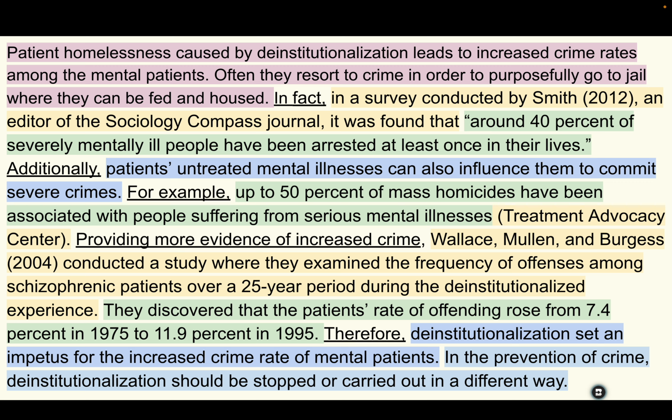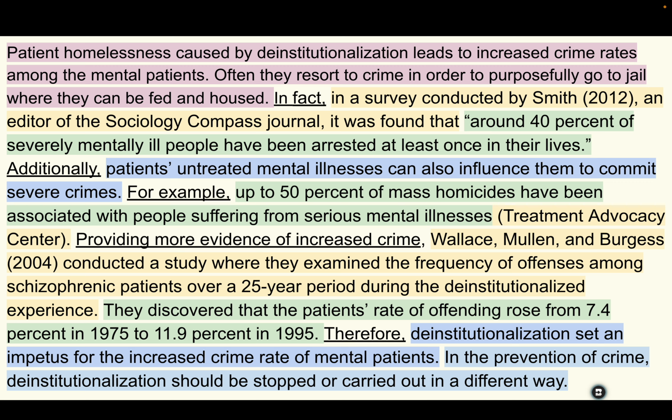So here's an example of a synthesis paragraph. In red, here we have the main point. In yellow, we have introduction of sources. So you can see here, in fact, in a survey conducted by Smith, an editor of the Sociology Compass Journal, that's a really nice source setup because we have the author. We also have their credentials here. And then we transition into the actual quotation in green.